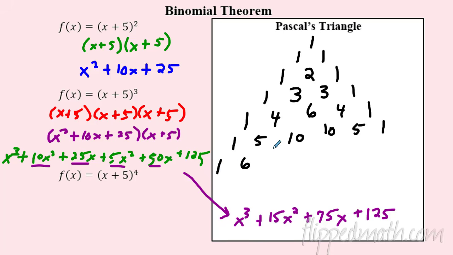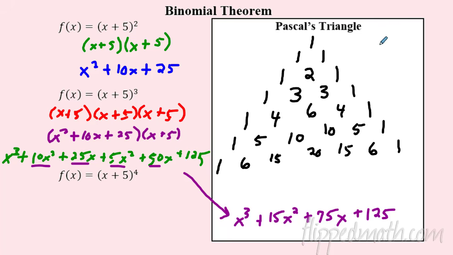1 and 5 is 6. 5 and 10 is 15. 10 and 10 is 20. 10 and 5 is 15. 5 and 1 is 6. And it's kind of symmetric here. You can keep going as long as you want. So how in the world is this going to help us multiply? Well, check it out, man.